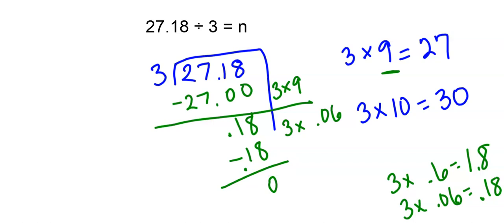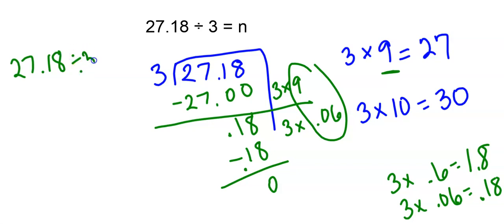So, how many times did I multiply 3 times? 9 and 6/100. So 27 and 18/100 divided by 3 equals 9 and 6/100.